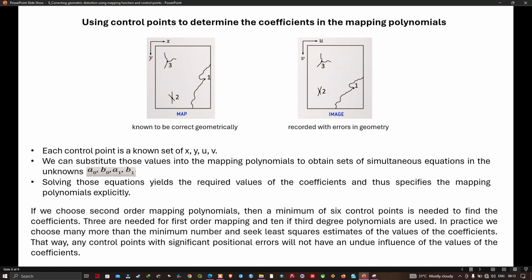A particular advantage in choosing greater than the minimum number of control points is that any specific control points which may not be well placed in either the map or the image will not have an undue influence on the values of the coefficients being generated.